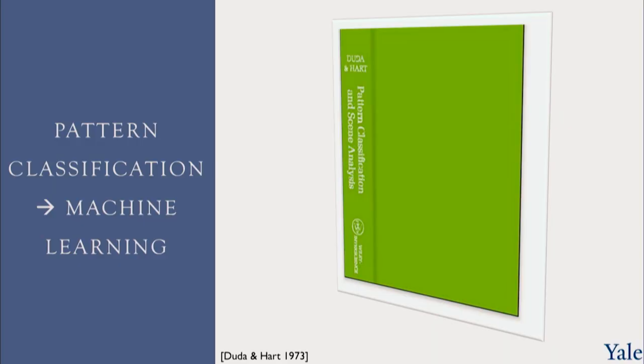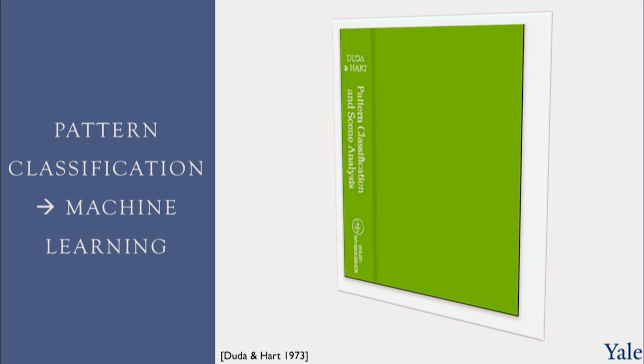If you came up through the traditional engineering schools, through electrical engineering, your introduction to this field would probably come from this book, Duda and Hart. This goes all the way back to 1973. And this is the other name of this field. It's called pattern classification. The book is called Pattern Classification and Scene Analysis.